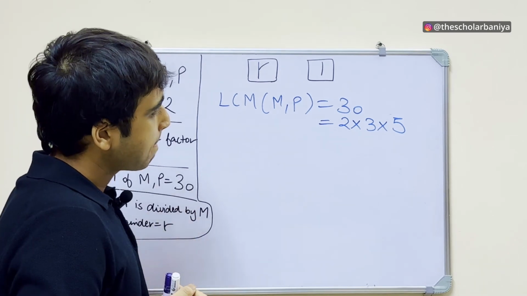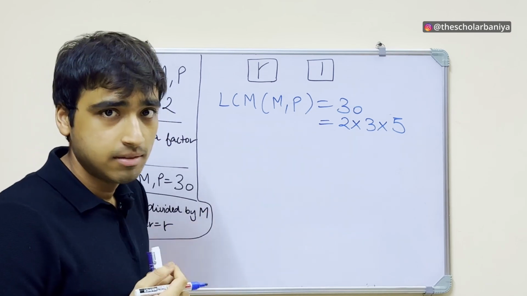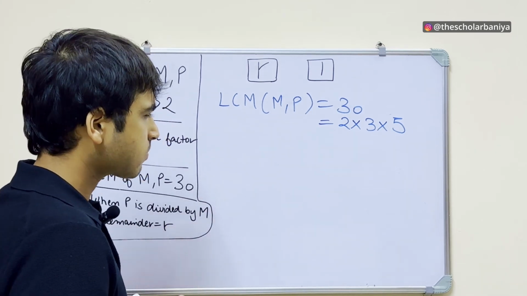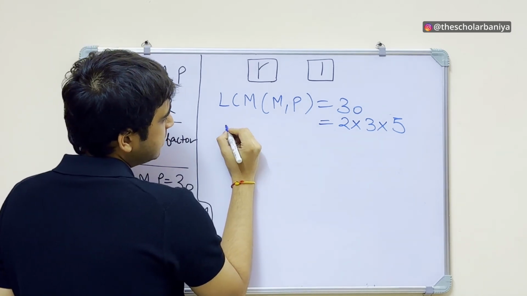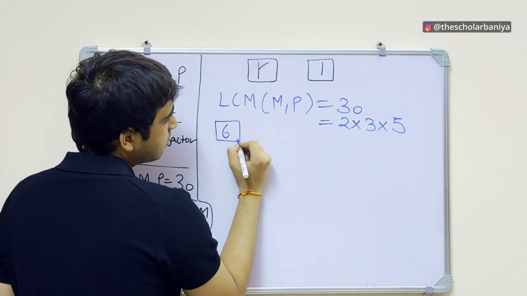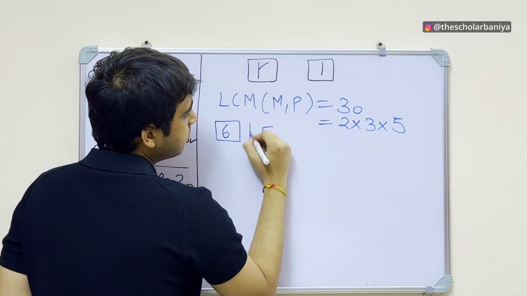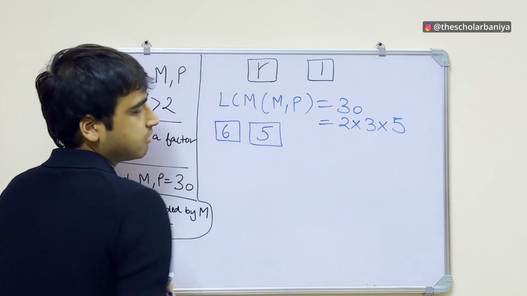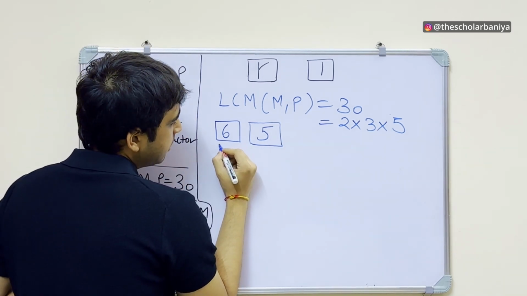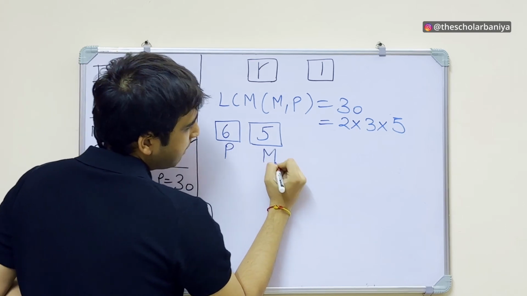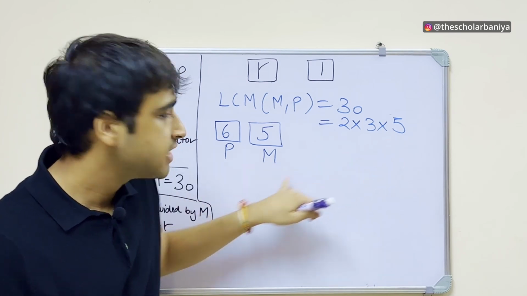Now tell me one thing. We have to take two numbers in such a way that their LCM is 30, right? For example, let's take one number to be 6. 2 3s are 6, right? And let's take one number to be 5. I hope this is fine, right? So let's assume the number 6 is P and the number 5 is M, right?